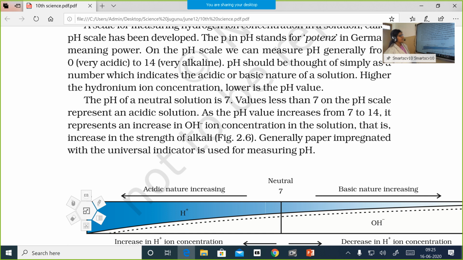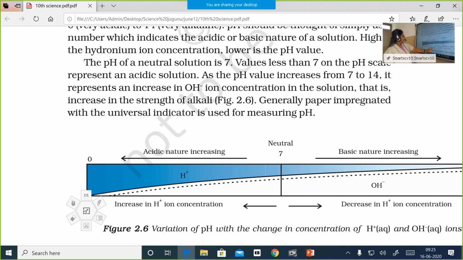As the pH value increases from 7 to 14, it represents an increase in which ion? OH minus ion concentration in the solution, as very clear from this diagram. That is, there will be an increase in the strength of alkali. So what is mentioned here? Moving from left hand side to right hand side, there is a steady decrease in the concentration of H plus ion, but a steady increase in the concentration of hydroxide ions.